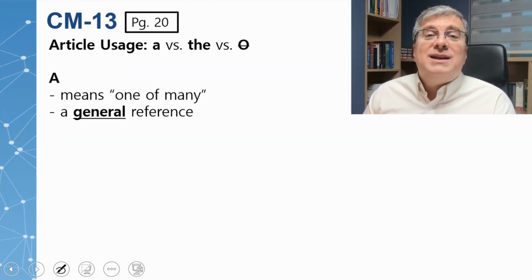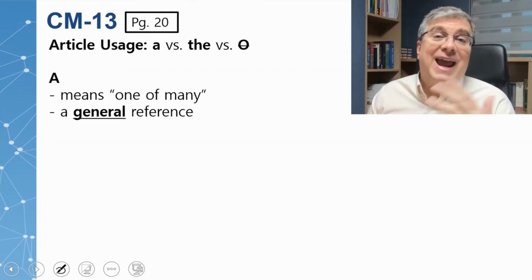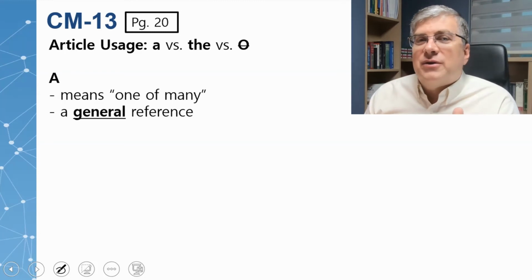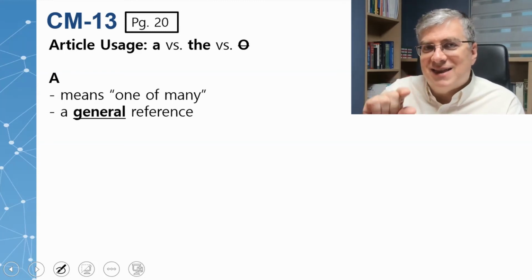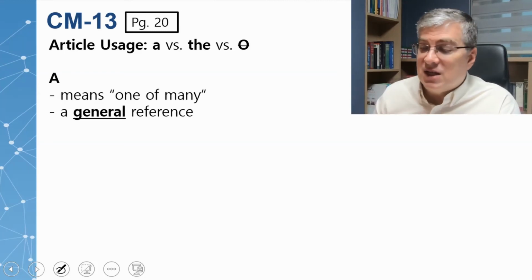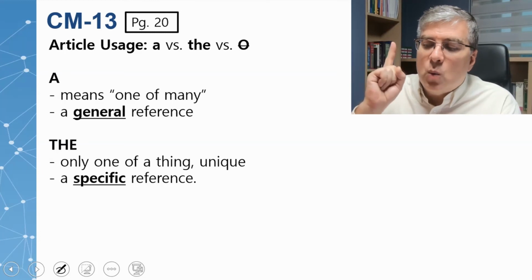For example, we need to make a budget for next year. In that case, you're just speaking generally, just any budget. However, you could also say we need to make the budget for next year, because then you're specifying it. It's the budget for next year. That makes it unique, because when you use the, you're saying there's only one of a thing.